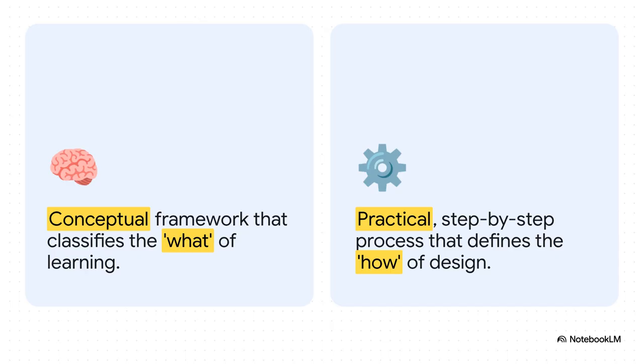Think of it like this. Bloom's taxonomy is the what. It helps you figure out what level of learning you need people to achieve. The ADDIE model, on the other hand, is the how. It's your practical, step-by-step guide for actually designing and delivering that training.